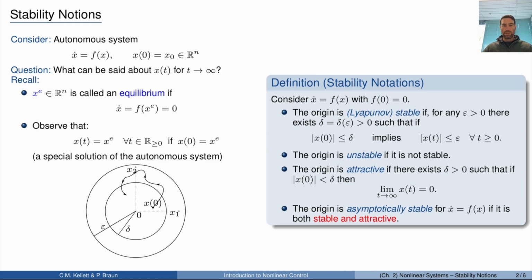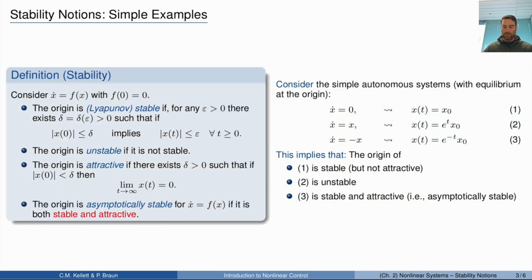Okay, so that's just potentially an abstract definition. Let's look at very simple examples. The simplest examples we can consider here would be three differential equations highlighting the different cases. x dot equal to 0 has as a solution x of t equal to x0, so constant. This is an example of a stable equilibrium at the origin, but it is not attractive.